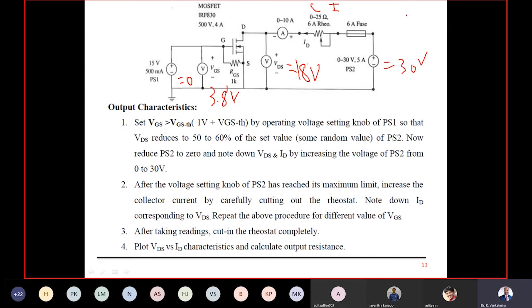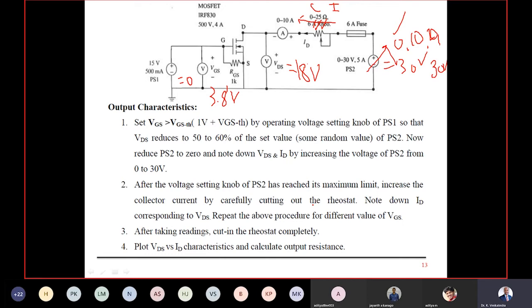My conditions are ready. Now I'm going to conduct the experiment. How to conduct the experiment? Set your PS2 to 0 volt first. Then set to 10 volt, take one reading. 20 volt, take one reading. 30 volt, take one reading. Three readings are over. Cut out the rheostat gradually. Take three more sets of readings, but ensure that the rheostat is not more than 50% cut out. Six readings I got.